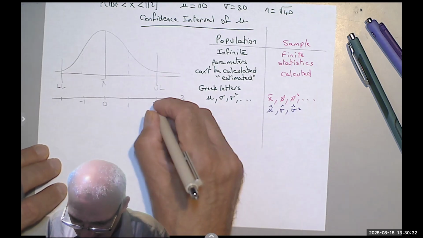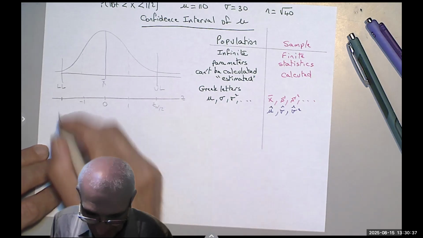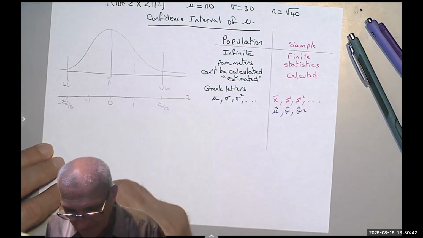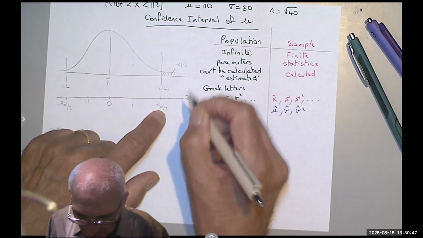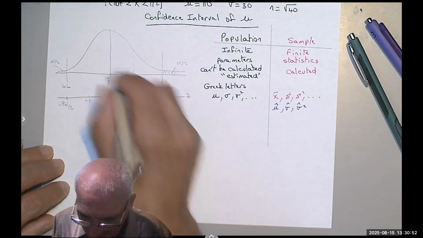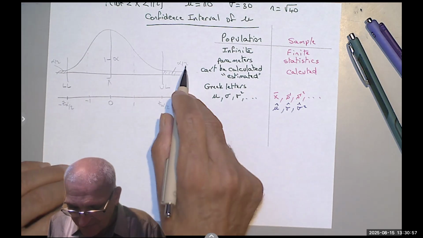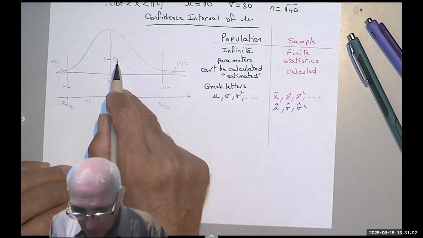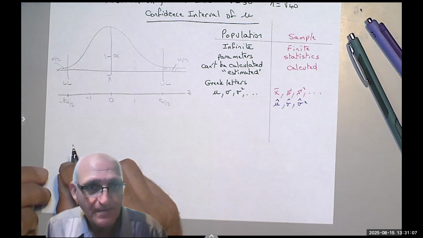We call that z alpha over 2, and this is -z alpha over 2, meaning this area to the right of the z is alpha over 2, and this is alpha over 2 for a sum of alpha, meaning the area between the two lines is 1 minus alpha. So if alpha is 5%, I give you a 95% confidence interval. If alpha is 1%, I give you a 99% confidence interval, and so on and so forth.